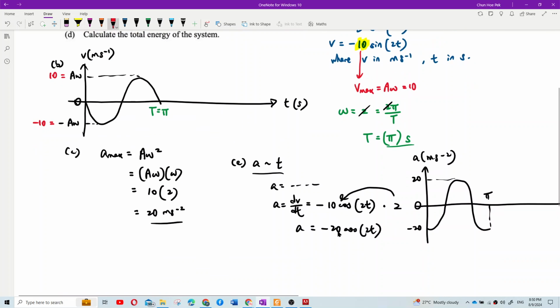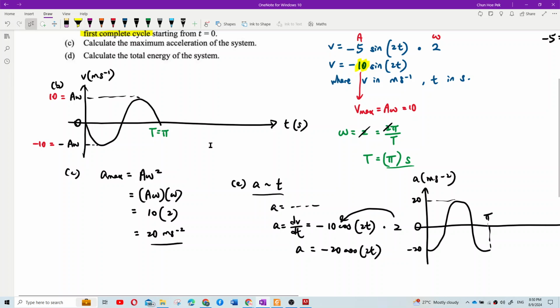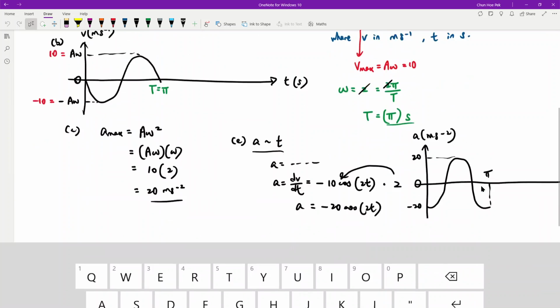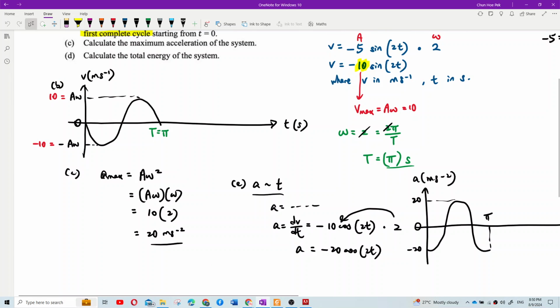Maximum acceleration. We've already found it. Maximum acceleration is 20. We got it. Correct, this is in fact what I showed you just now. This one is A omega square. This is the A maximum. Understand, class? It's the A maximum.